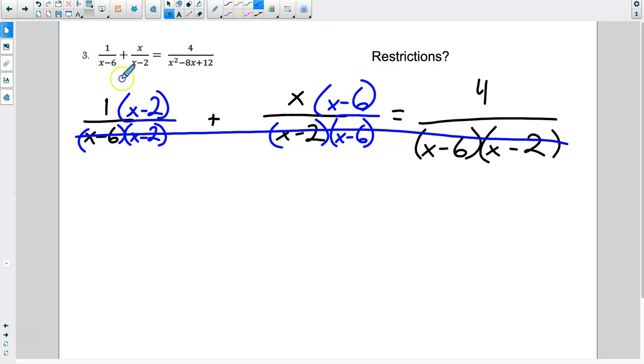Let's work through it. So I get 1 times this. That's pretty easy, x minus 2. I go to the next piece. I got a plus sign. I'm just going to drag that plus sign along for the ride, and I got x times x, so x squared, x times negative 6, negative 6x, and then equals 4.